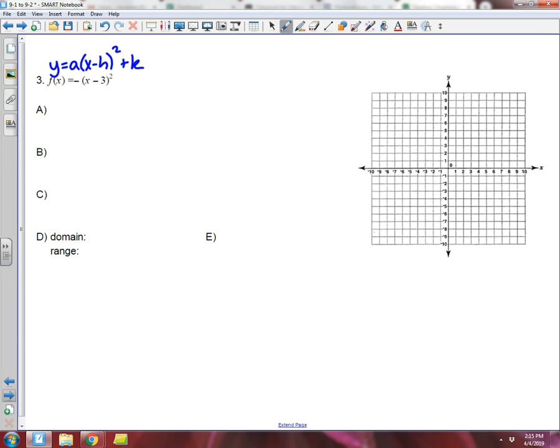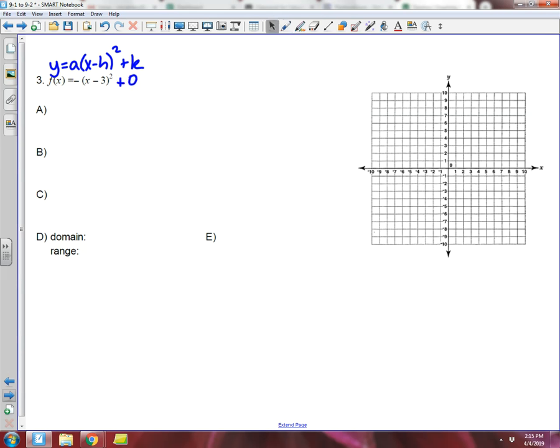Not the A, because the A would be -1. I'm not missing the H. The H is right there. The K, do you see how there's no plus something on the end? So what can I put on there that would not change the problem? +0 will go on there.